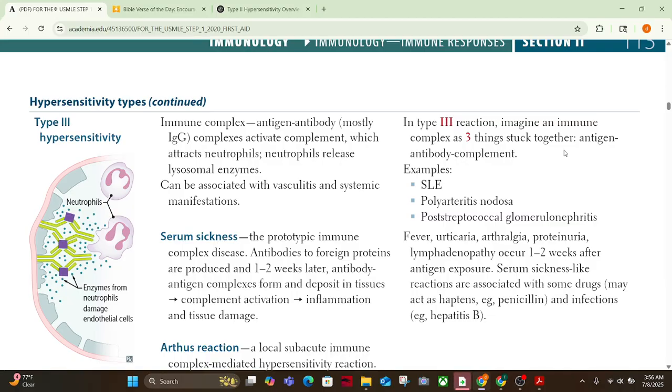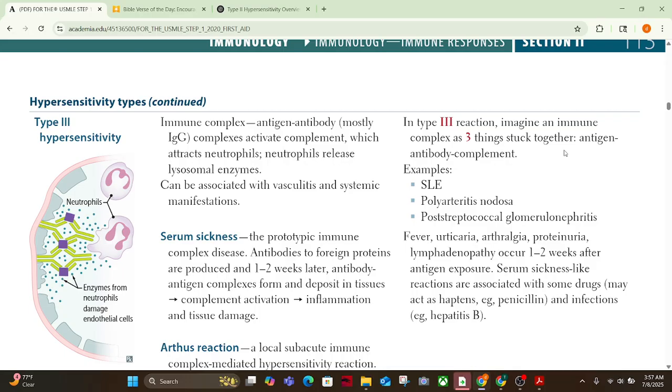Now we have polyarteritis nodosa, which is another example of type 3 hypersensitivity, and this is when you have antigen-antibody complexes deposited in the medium vessels, in your renal and GI vessels. And post-streptococcal glomerulonephritis is also another example of type 3 hypersensitivity.